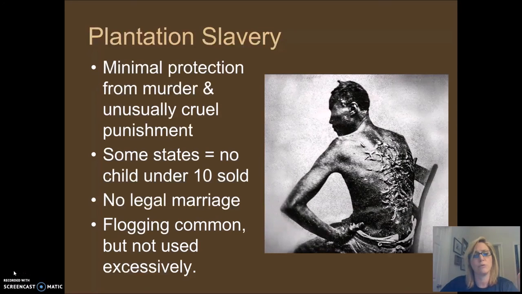Flogging was common, but it was not used excessively, because if you look at this guy's back, if you do that, he can't work for a long period of time. And to help him survive, you actually have to pay for medical services. So it was only used in extreme circumstances. But my argument is that under no circumstance should that be a usual punishment for any crime, whatever it is.